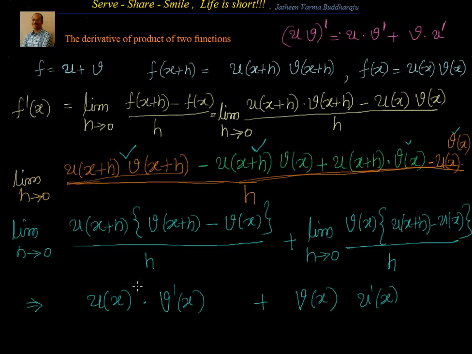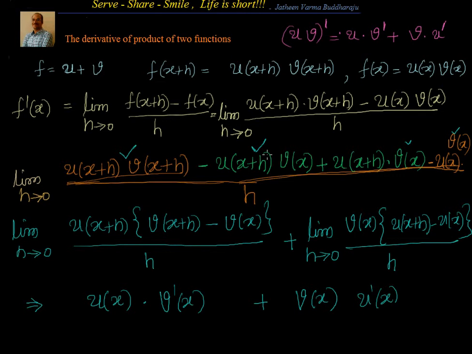So suppose we have been given a function which is nothing but the product of two functions, then what you can do, write down the first function multiplied by the derivative of the second function, plus write down the second function and multiply with the derivative of the first function. So it's like first u v dash, then v u dash.